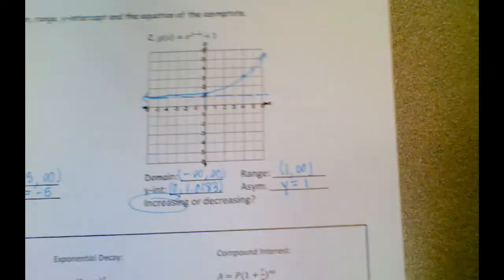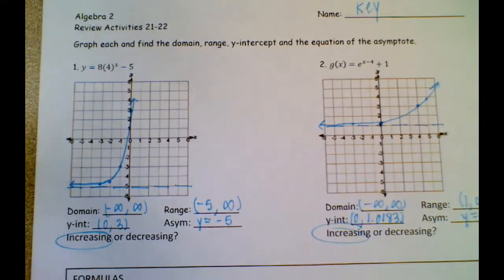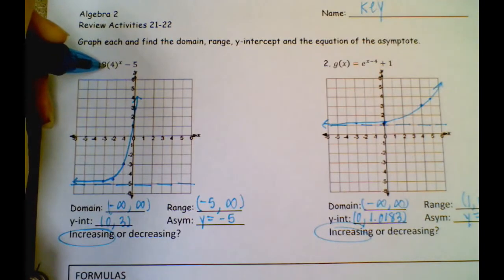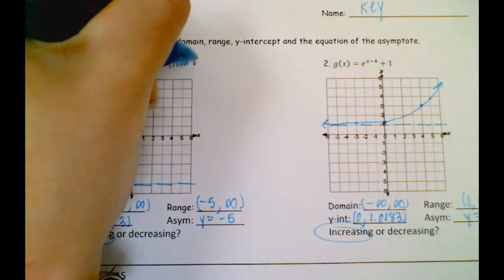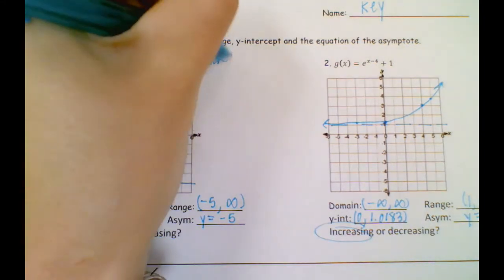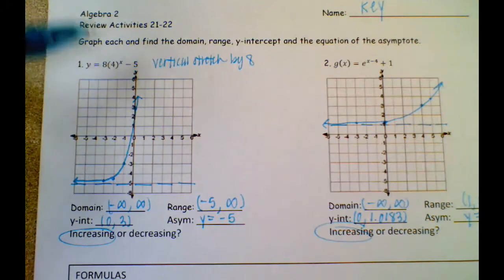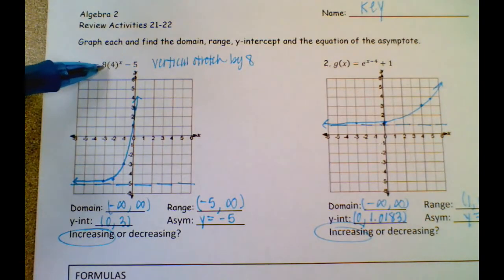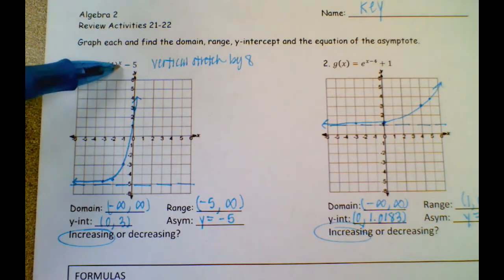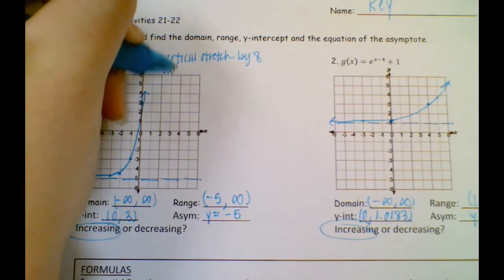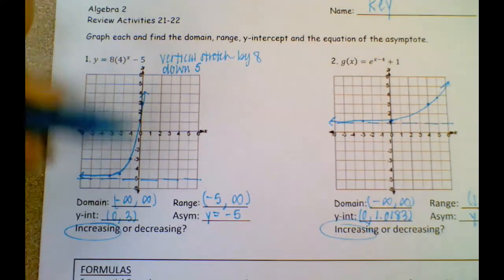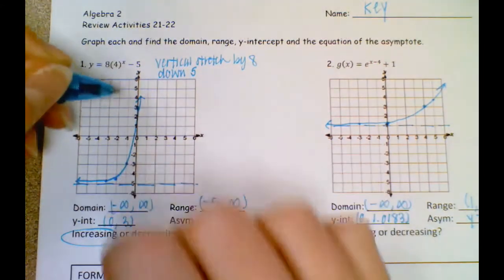Real quick, let's talk about the transformations on these just for practice. This 8 would be the vertical stretch, because this is the a value and it's greater than 1. Okay, this 4 to the x power is the base, like that's your parent function, so that's why we're not going to touch the 4. That minus 5 means down 5. If you guys look at this graph, it did move down, and it looks like it's being vertically stretched because it kind of got skinnier.